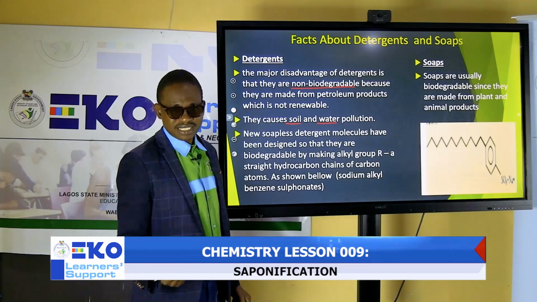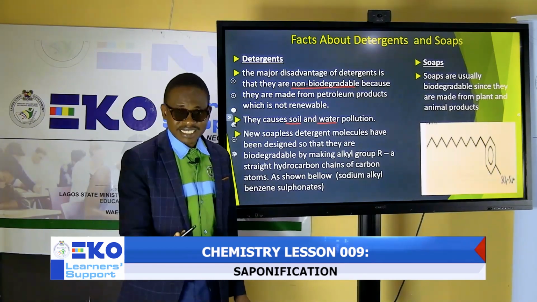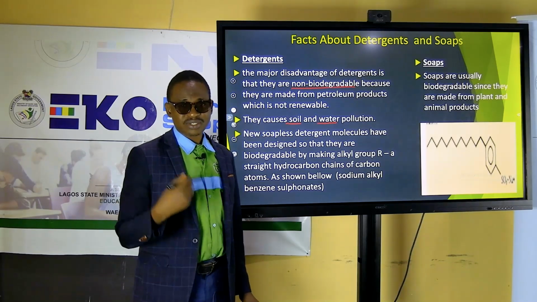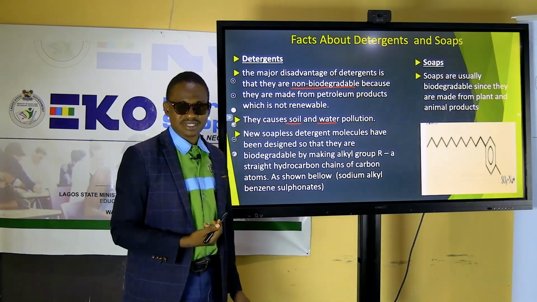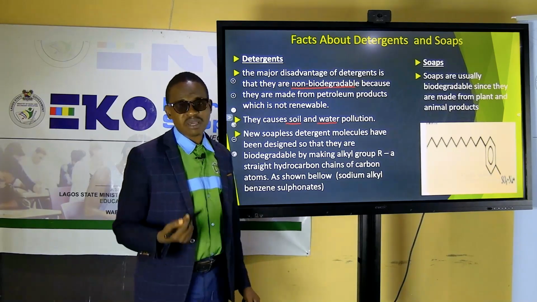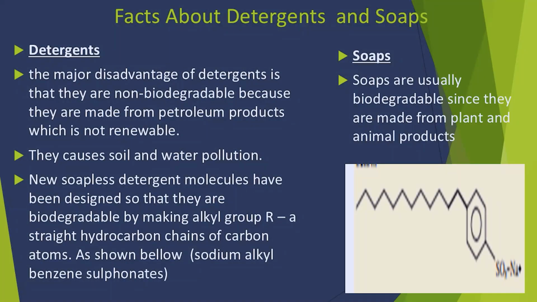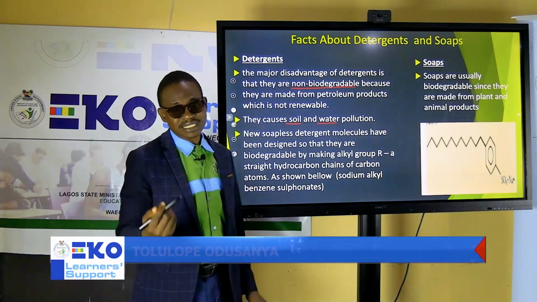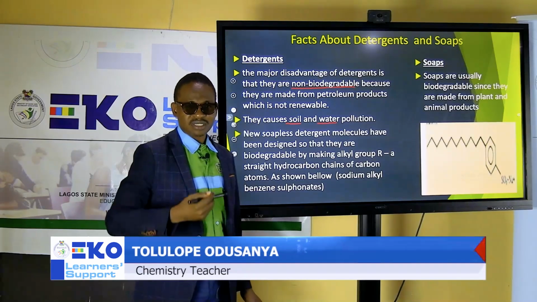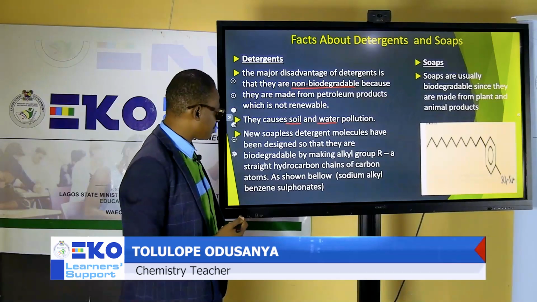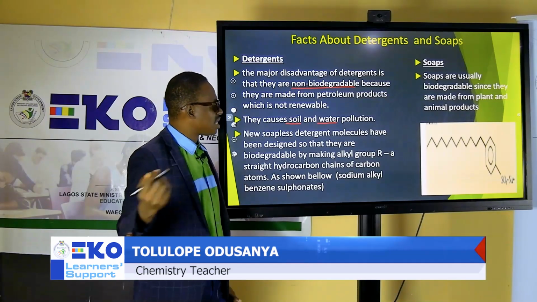With this problem, scientists cannot be idle. They have to do something about it to ensure that lives are safe. So what would they do? They have to work on making a new detergent, with molecules that can easily be broken down by microorganisms, that are biodegradable.